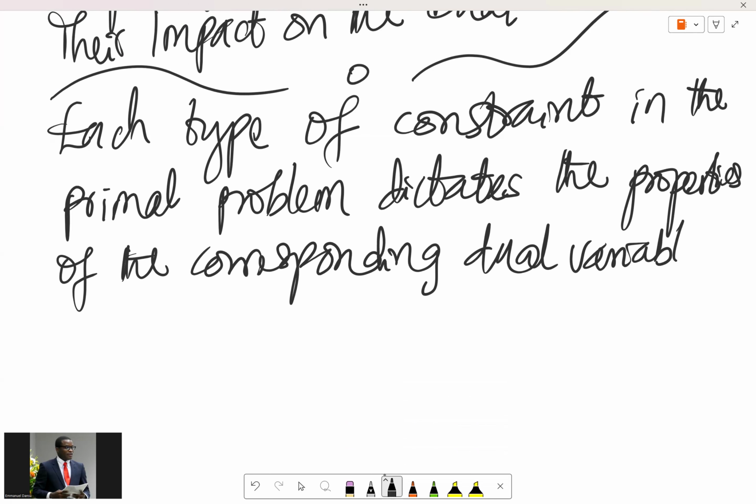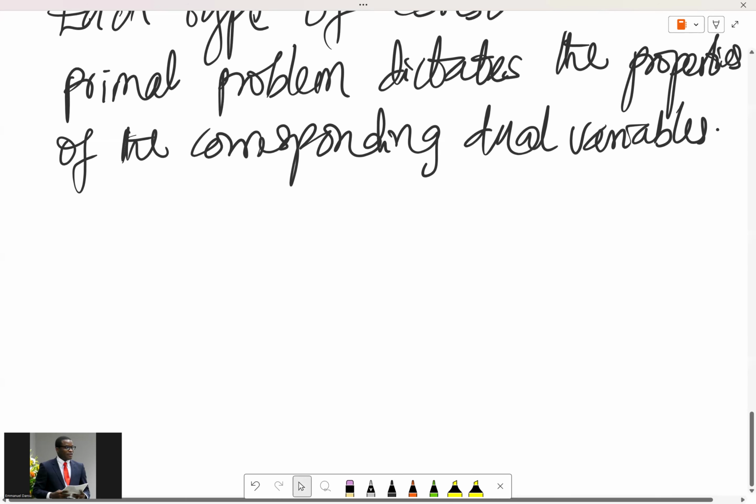Again, the idea is decision variables in primal dictate the kind of constraints you get in dual, and constraints in primal dictate the kind of decision variables you get in the dual, basically. So you have that reverse kind of thing happening. So we have three situations here.